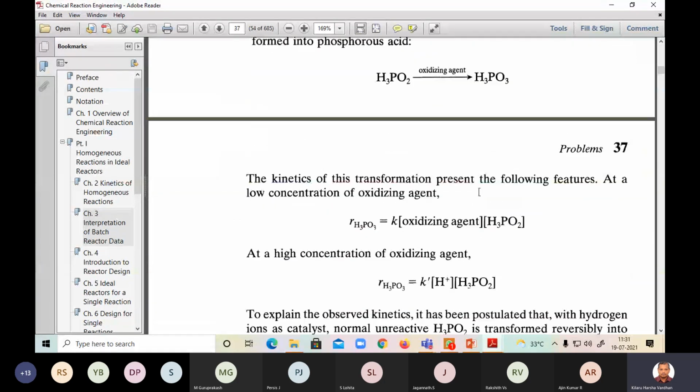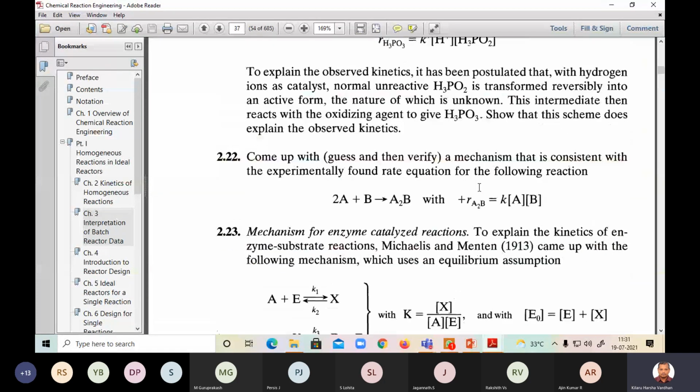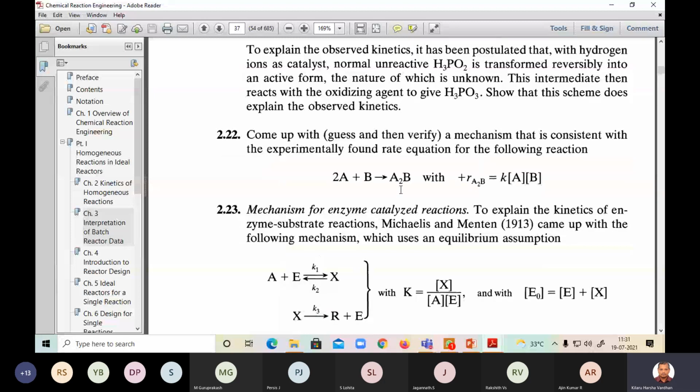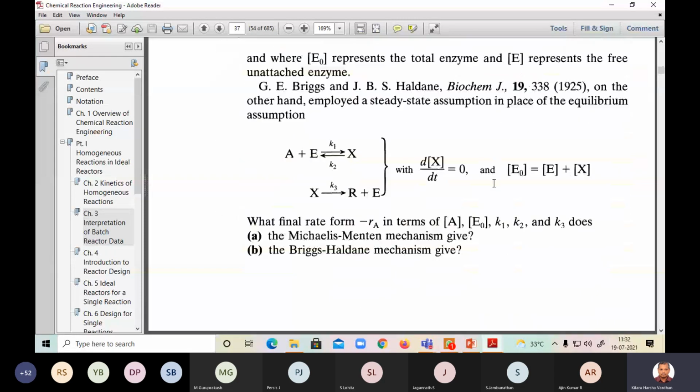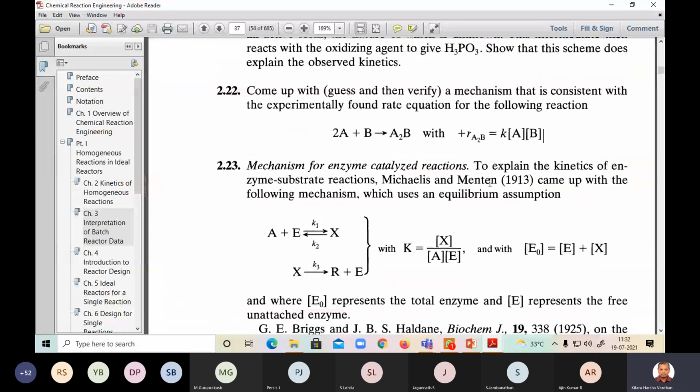You can use one more problem like this. This is what we previously did. Come up with or guess a mechanism that is consistent with the experimentally found rate equation. So he is giving you the rate, and 2A plus B gives A2B. So try to get this particular equation, right? That is one. There are a lot of problems like that.